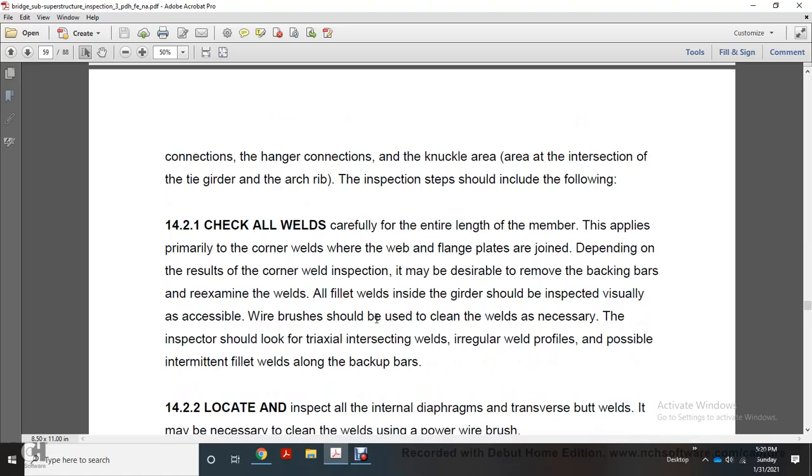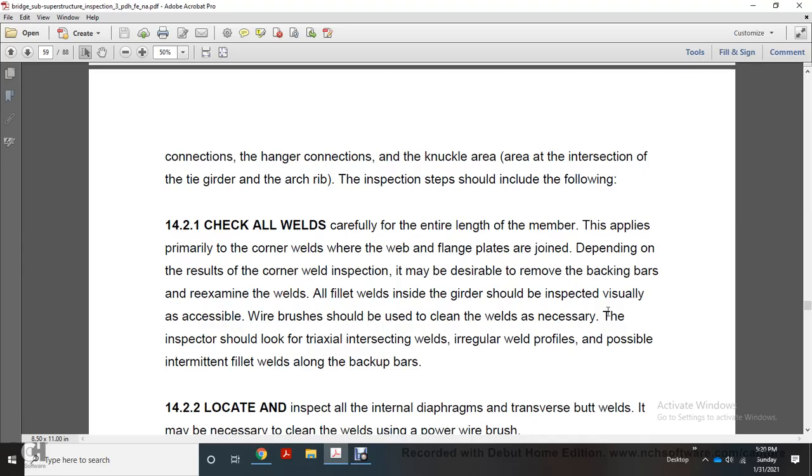Check all the welds carefully, along the entire length of the member, starting with the primary corner welds, the web and flange plate welds, and the joints. Depending on the result of the corner weld inspection, it may be desirable to remove the backing weld to re-examine the weld. The fillet welds of the girder should be inspected where visually accessible.